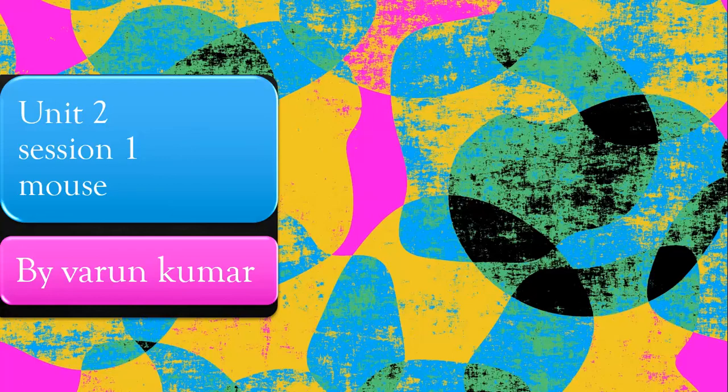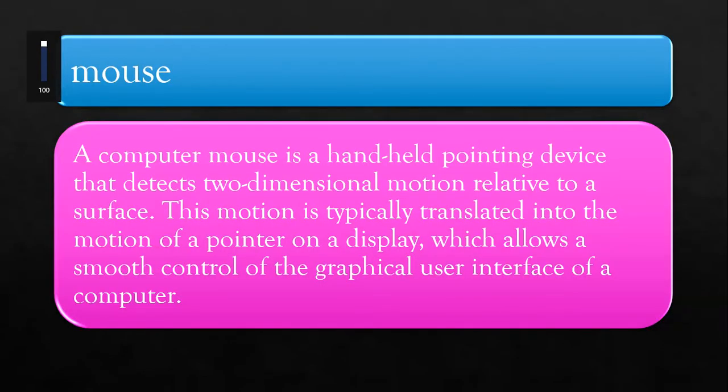Going to discuss Unit 2 Session 1: Mouse. What is a mouse? A computer mouse is a handheld pointing device that detects two-dimensional motion relative to a surface. This motion is typically translated into a motion of a pointer on a display, which allows a smooth control of the graphical user interface of a computer.